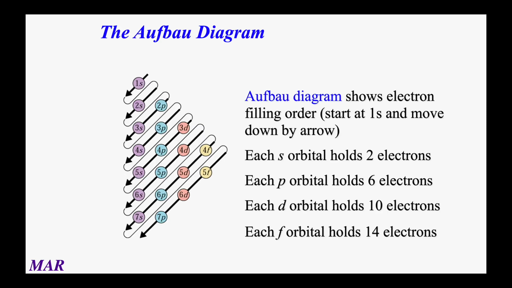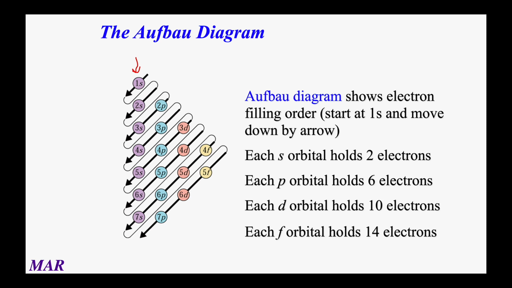Now, I like using what's called an Aufbau diagram, and that's what this is. Aufbau is a German name for order or something like that. And you can build one of these really fast just on a piece of paper. You start off with 1s at the top, and you just go 1s, 2s, 3s, 4s, 5s, etc.